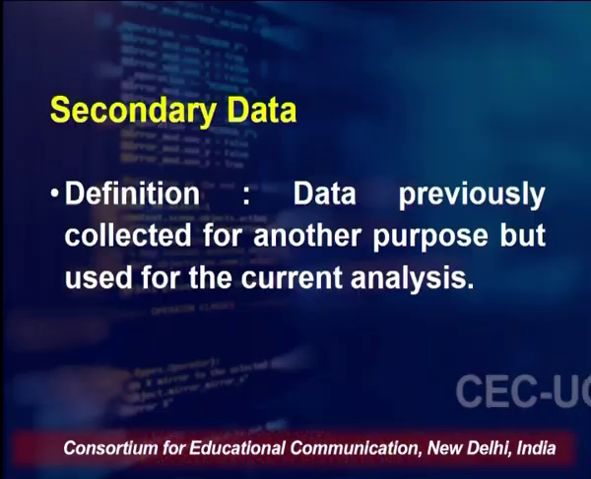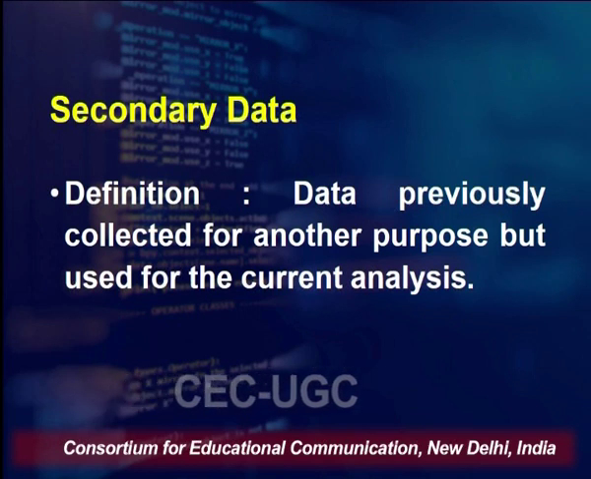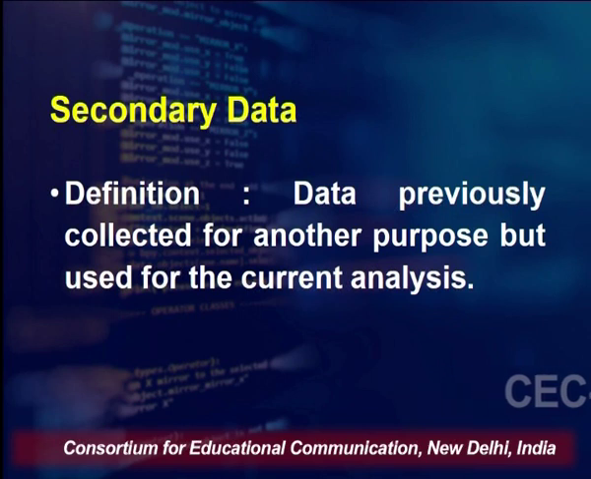Then we have secondary data. Secondary data means that the data was collected for another purpose before our event took place, and now it is being used for the current analysis. This data is not directly collected for this particular exercise, but it was collected for some other purpose and now it can be used.